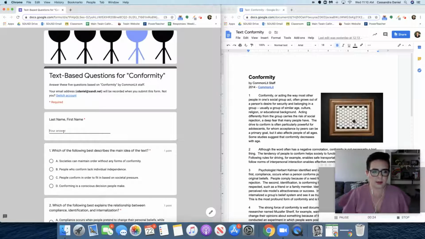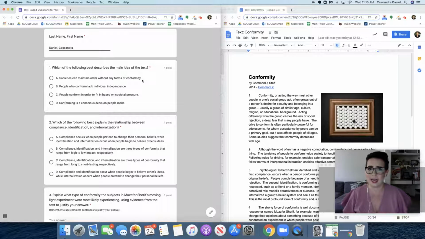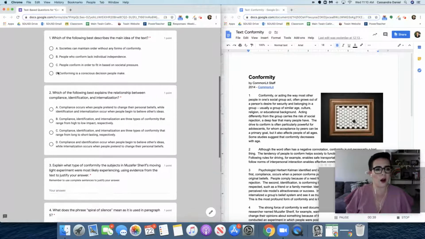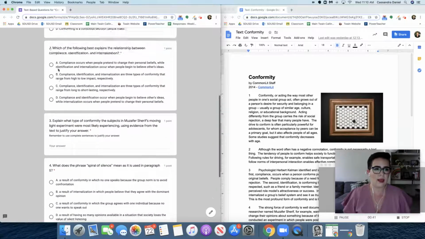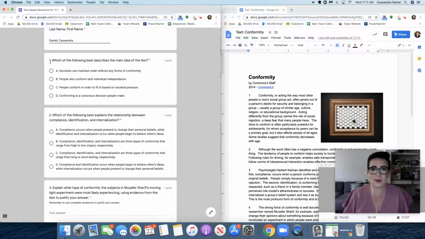So we'll start by putting our name. And you'll notice I have the text open also in another window, so I'm ready to refer to it if I have any questions. This isn't a test. You can totally look at the text while you're doing this. So there are 5 questions total, and only one of them is a short answer. That means 4 of them are multiple choice. Let's talk through the questions, and then you can email me or text me if you have any questions yourself.